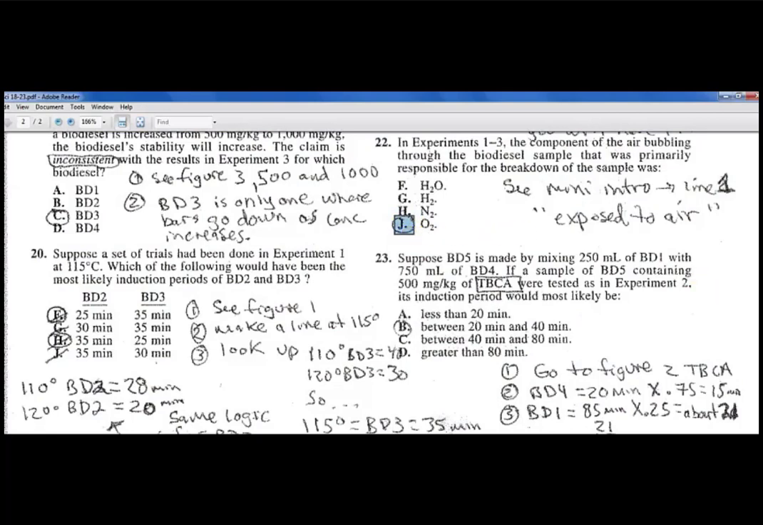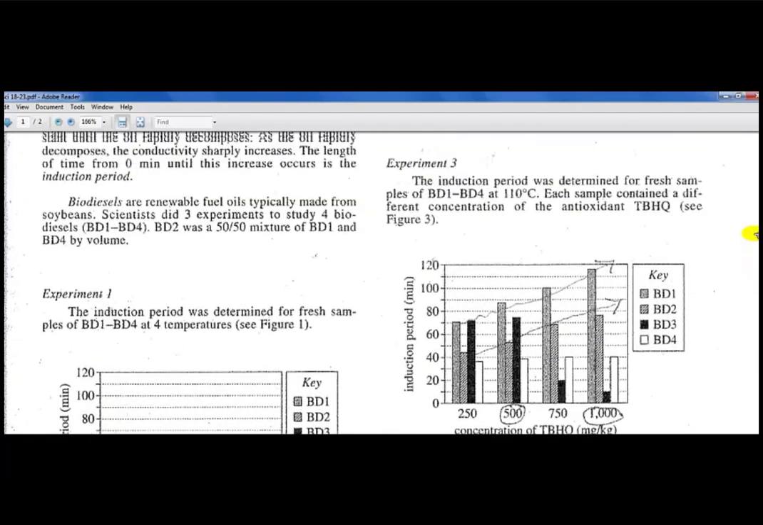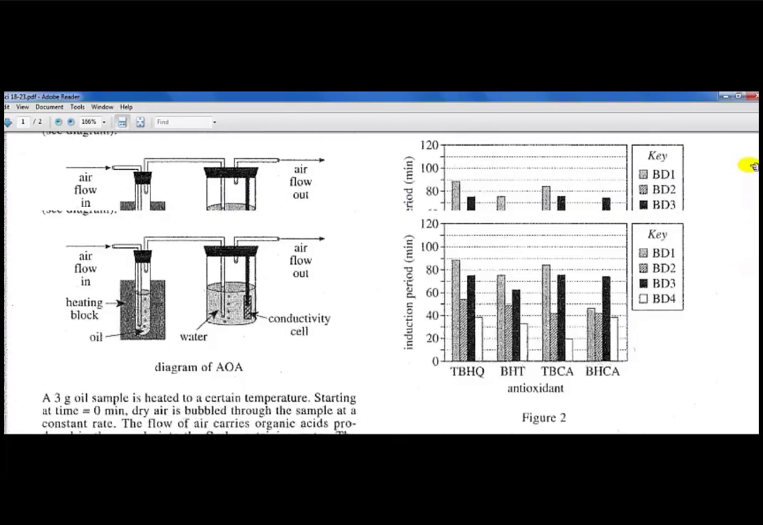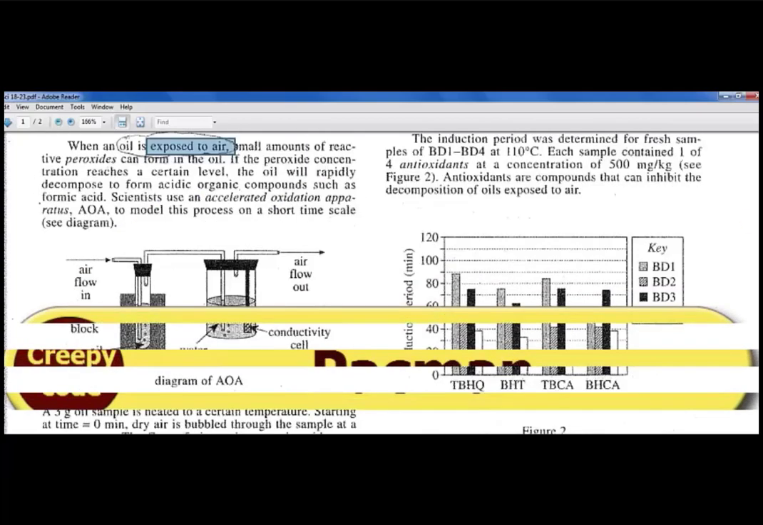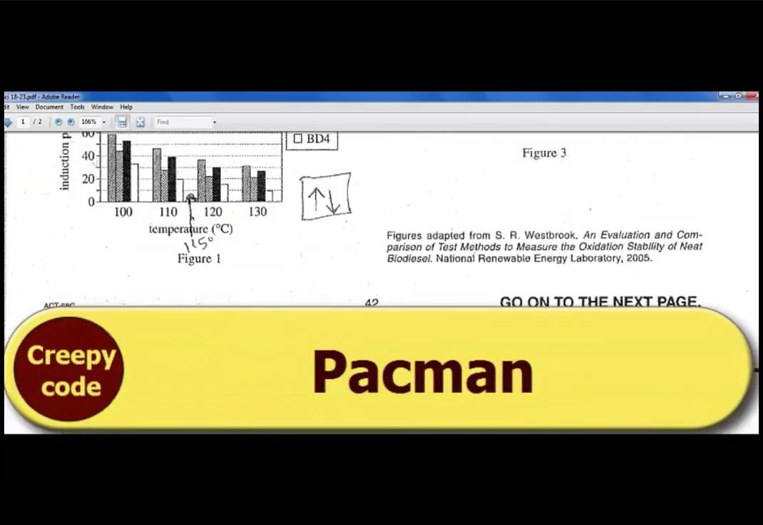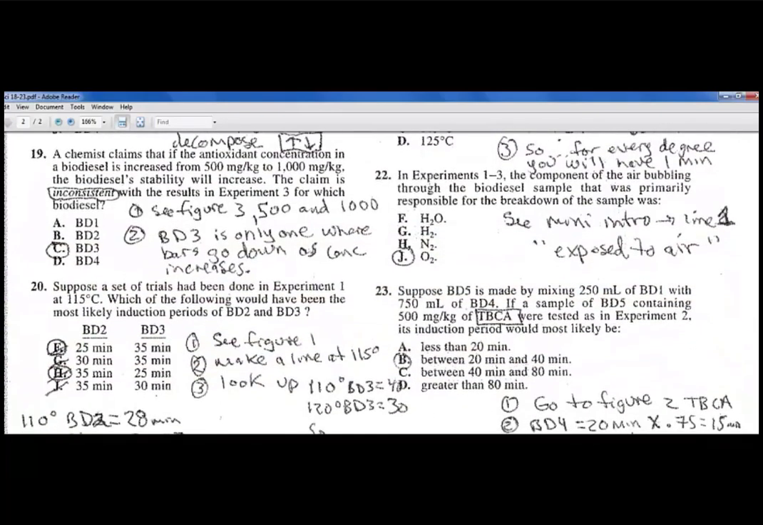Another way that you can get this is to go into the mini paragraph all the way back up at the top, and it says right here in the first line: when an oil is exposed to air, small amounts of the reactant peroxides can form in the oil. So they are going to basically shoot air in there to produce a peroxide. Exposed to air, O2. 22, J.